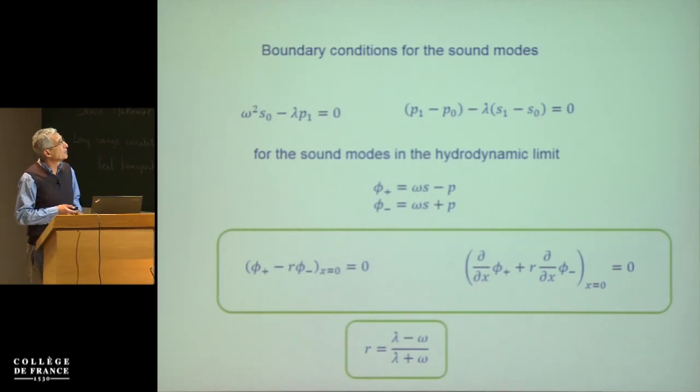for this model. Now this r, if you just put it here, it's a function of lambda and omega. R is just lambda minus omega divided by lambda plus omega. Okay? Now what is this r?